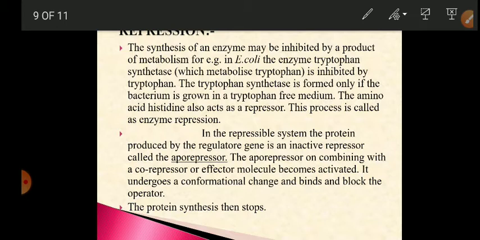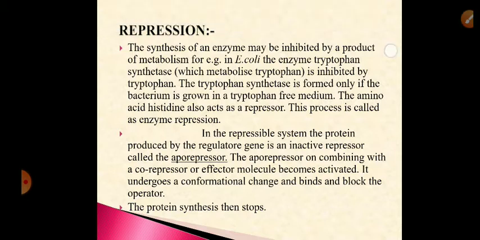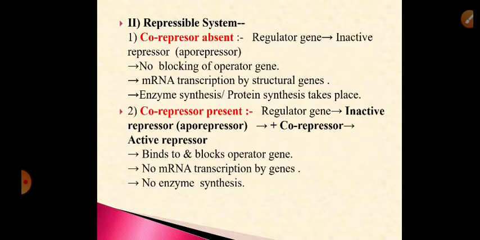What happens in the repressible system? The protein that is produced by the regulator gene is inactive, called aporepressor. The aporepressor combines with an effector molecule, that is a co-repressor, undergoes conformational change, becomes active, then binds the operator and blocks the operator, and operon expression does not take place. That means protein synthesis is stopped. So let us discuss the repressible system.